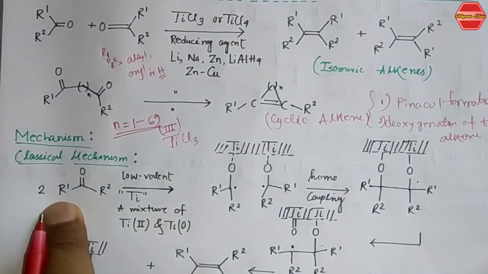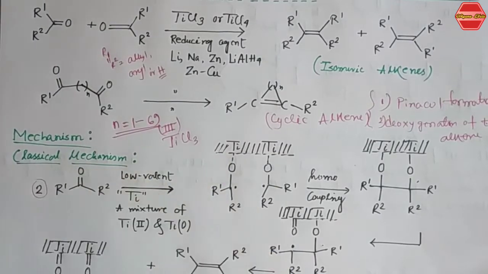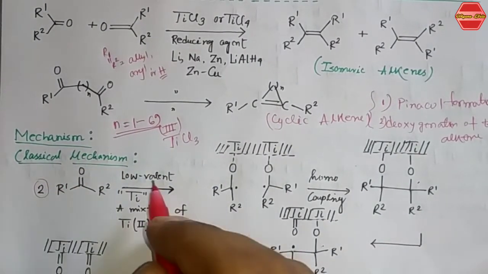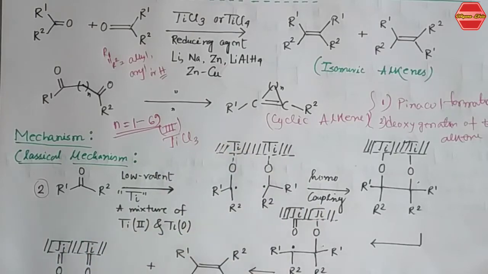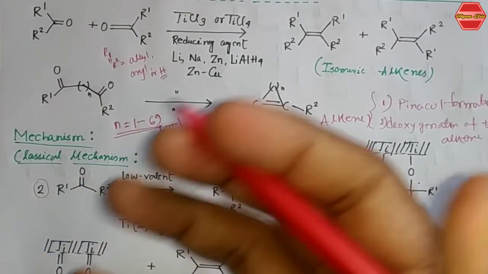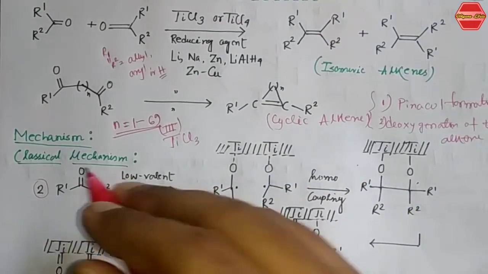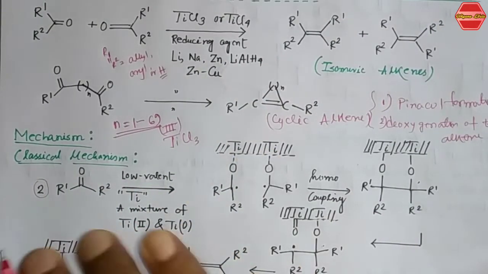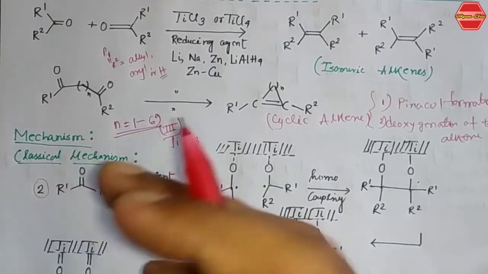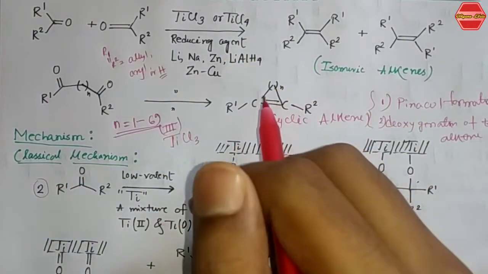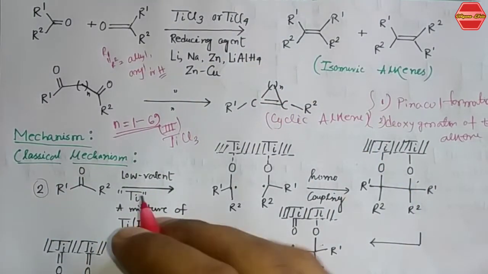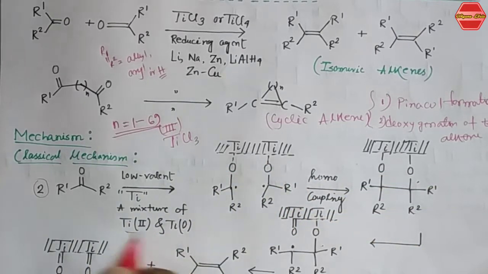Now we are using 2 equivalents, that is 2 moles, of the ketone. We have to use the lower valent titanium. Why do we have to use this lower valent titanium? Because the oxygen can coordinate with the titanium surface. That is why we have to use this lower valent titanium center, as I have written over here, which is a mixture of titanium 2 and titanium 0.